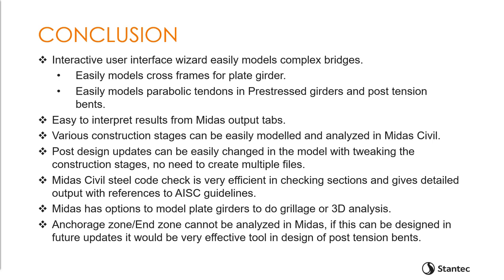MIDAS Civil has very detailed steel code check output for steel members per the AISC manual. This is a pretty neat feature which can be used in the calculation book for projects. MIDAS has the flexibility to model plate girders as a grillage model or a full 3D model. The primary difference between them is the grillage model doesn't account for the lateral stiffness, and the 3D model considers the lateral stiffness due to the cross frames and analyzes the plate girder. Also, the grillage model doesn't capture the internal forces due to the curvature, but the 3D model considers the forces generated due to the curvature.